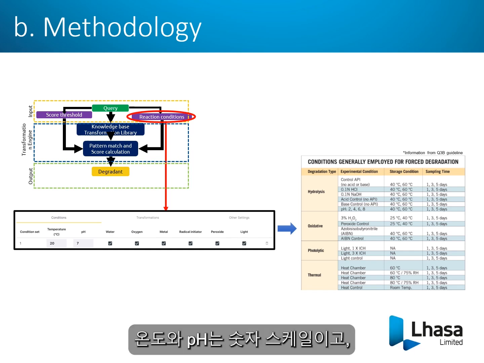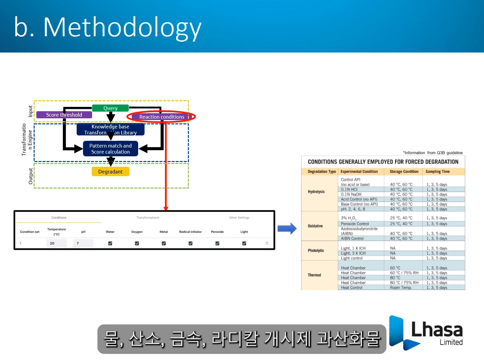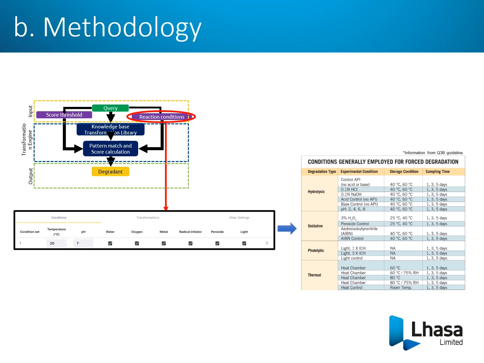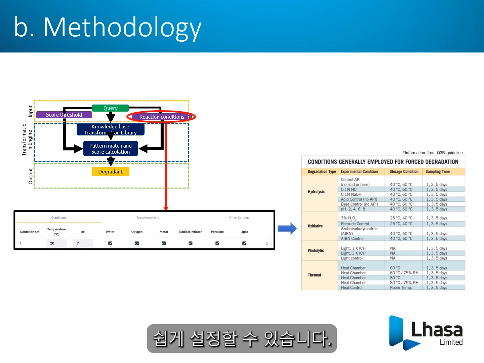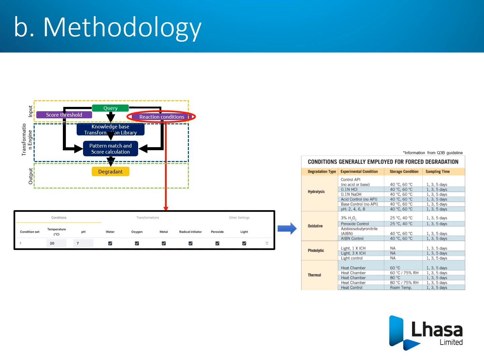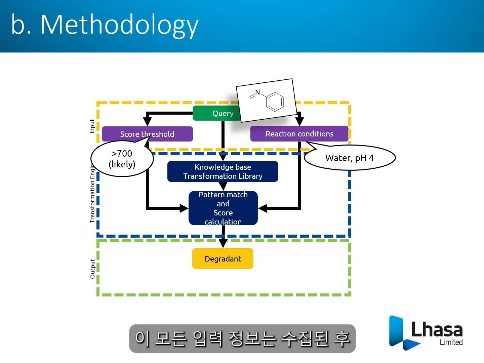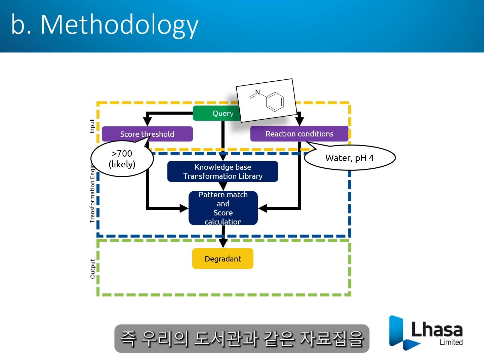Temperature and pH are numerical scales, and the other conditions, water, oxygen, metal, radical initiator, peroxide, and light, are either present or absent. All of these are easily set when running a degradation prediction. All of this information is collected and then used by the transformation engine, which cycles through the knowledge base, our library of books, to find matching transformations.